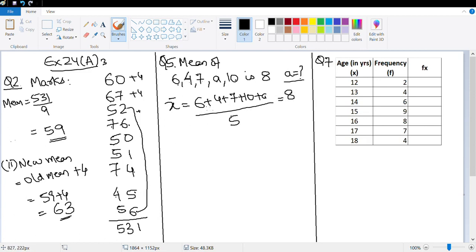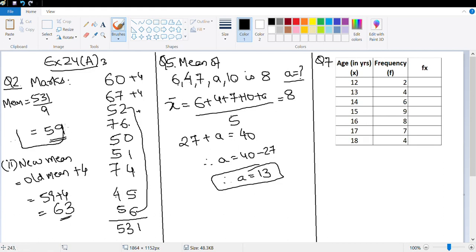So let's just add this. That's 10, 20, 27. So 27 plus A is equal to 5 into 8, that's 40. Therefore A is equal to 40 minus 27. Therefore A is equal to 13. Perfect. Let's move. So these are questions which we've been doing in class 8 and 9 as well.